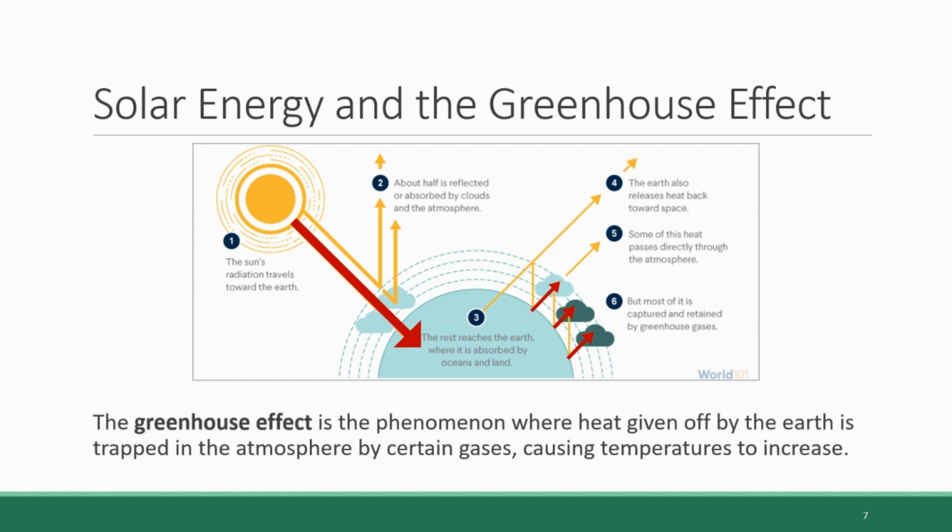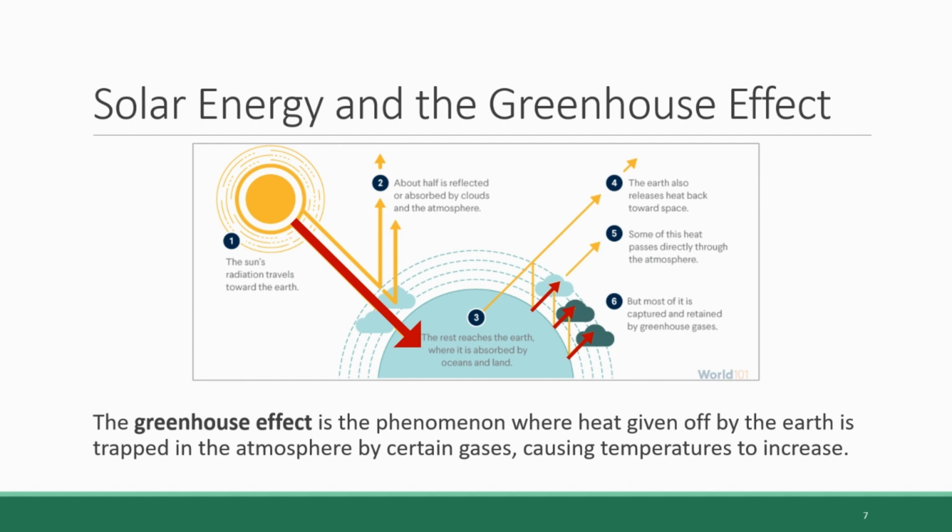So, the greenhouse effect is this phenomenon where the heat that's given off by the Earth gets trapped in the atmosphere by specific gases, which of course causes temperatures in the atmosphere to increase. The short version of the explanation is that certain chemicals in the air block the heat that the Earth has absorbed from the sun and prevent that heat from escaping out into space. And this contributes to overall higher temperatures in the troposphere and on Earth's surface. We'll talk more about the greenhouse effect in our next chapter on climate.